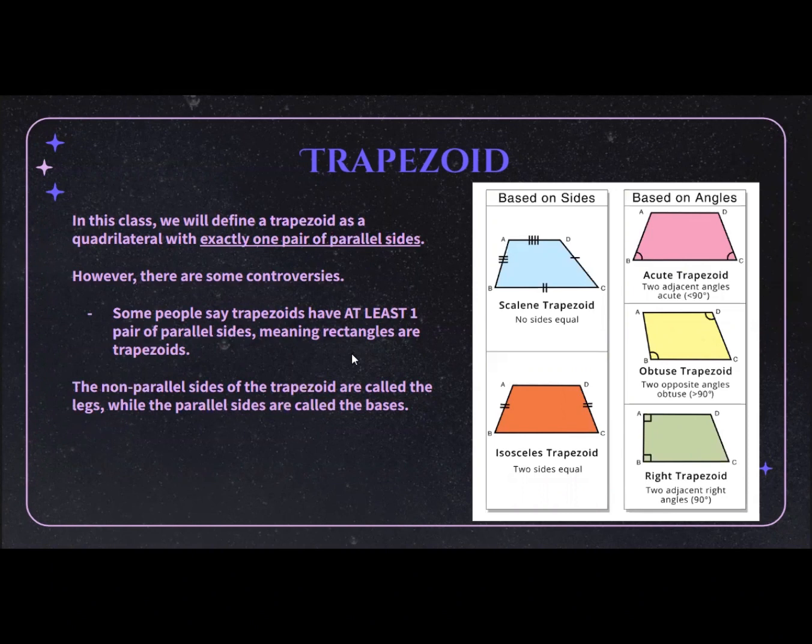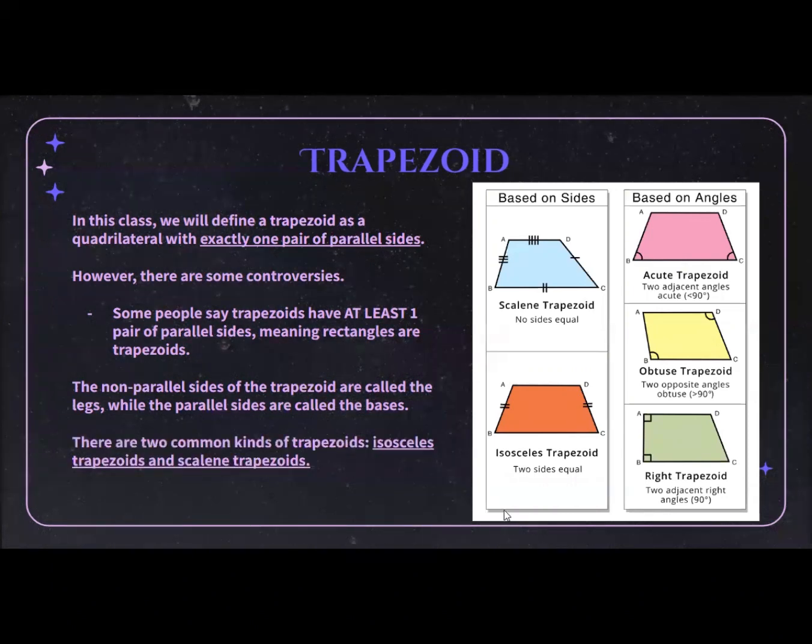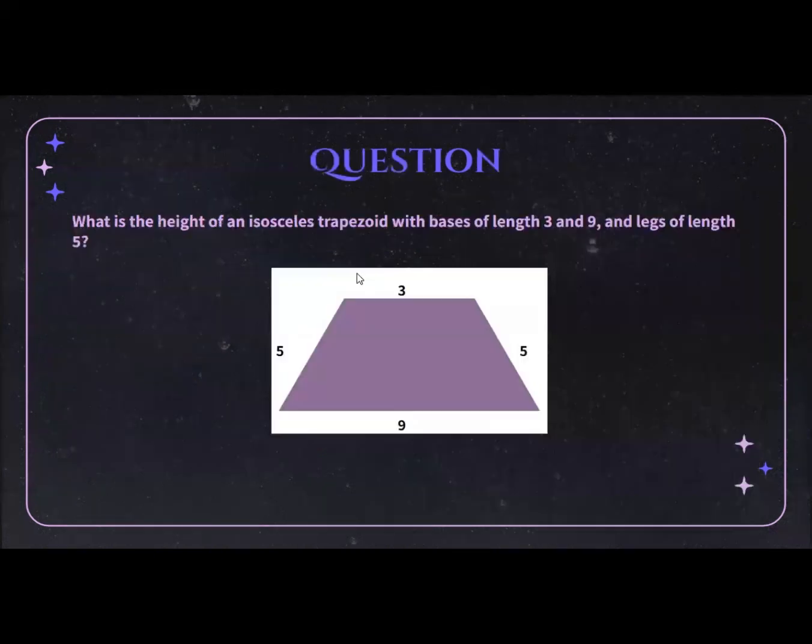There are two main kinds that we will talk about, at least in this class: isosceles trapezoid and scalene trapezoid. If you remember from triangles, isosceles just means two equal sides. So you might infer that this one has two equal legs. Scalene means the legs are different lengths. You can see in the first one, AB and DC have different lengths: one has one tick mark and one has three, meaning they're different lengths.